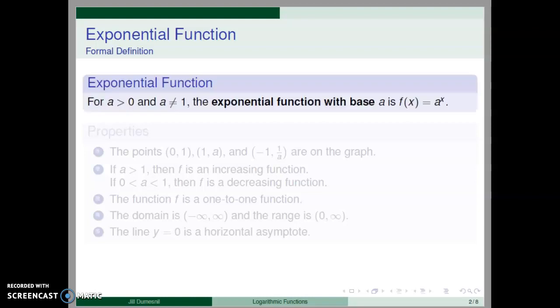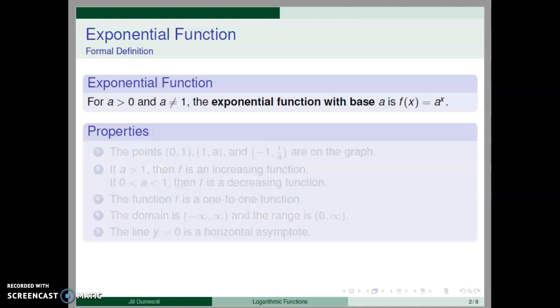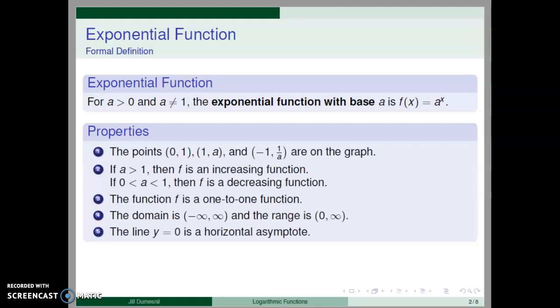For positive a not equal to 1, the exponential function with base a is given by f of x equals a to the x power. Let's review the properties of the graphs of exponential functions. The points (0, 1), (1, a), and (-1, 1/a) are on the graph.